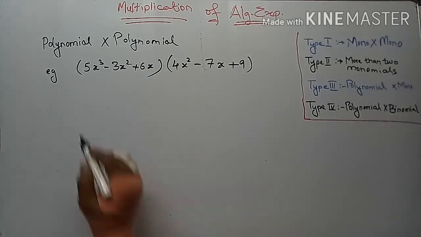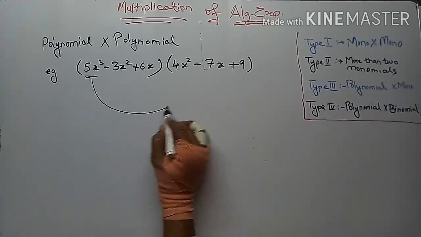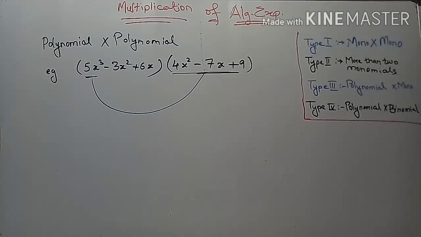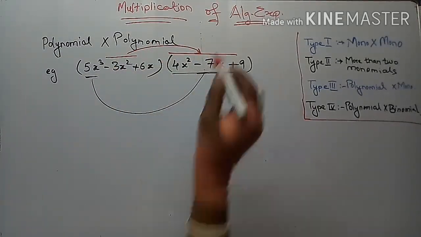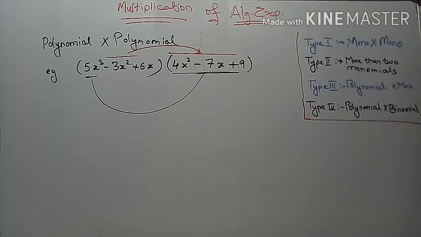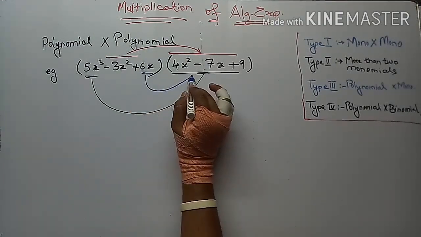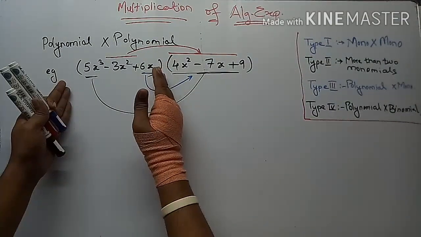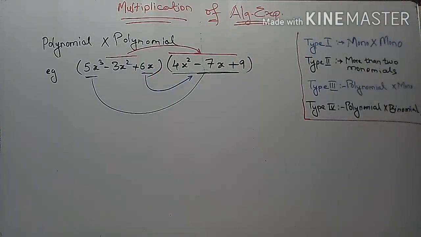If you remember, we are supposed to split one of the brackets and multiply it with the whole next bracket. Then take the second term, multiply it by the whole second bracket, and take the third term, multiply it by the whole second bracket. So remember this, split one of the brackets and multiply all those terms from that bracket to the next bracket.